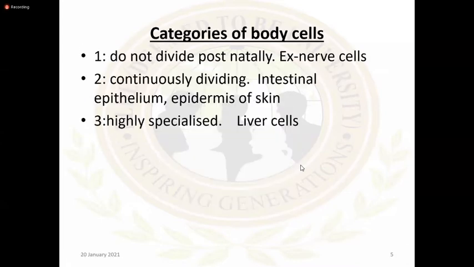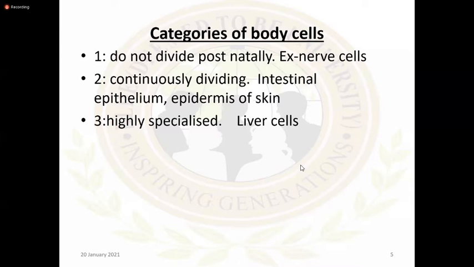So let us understand which are the cells which undergo cell division, and there are some cells which do not divide at all after birth, right? So, categories of body cells. Broadly, we can divide them into three categories. The first is they do not divide at all postnatally. Once the child is born, the fetus is born, you would see that these specialized cells never divide. Example, the nerve cells. Clear?